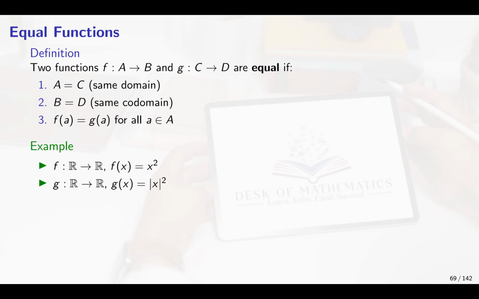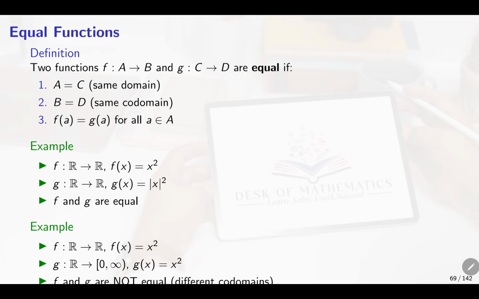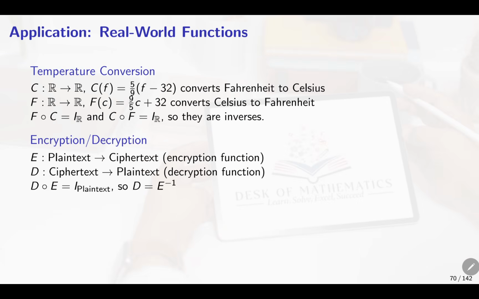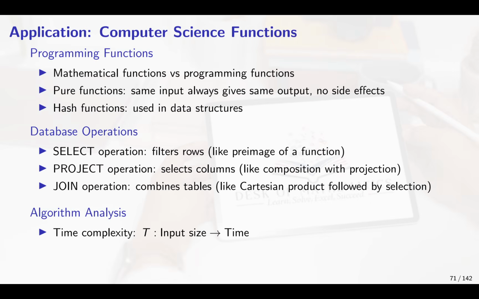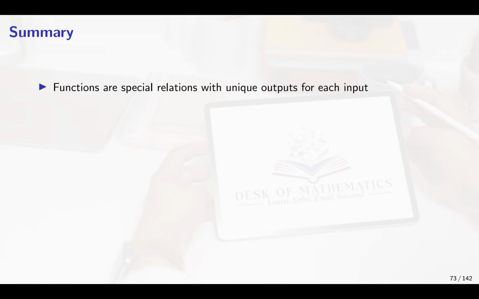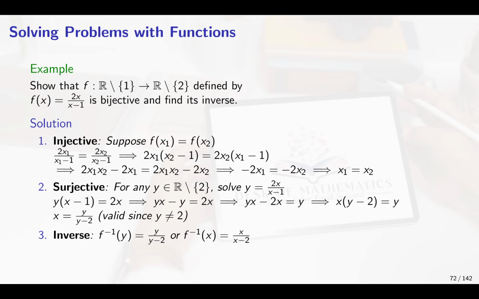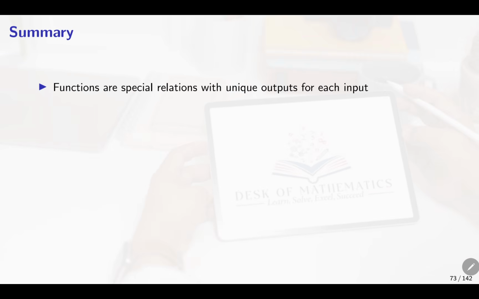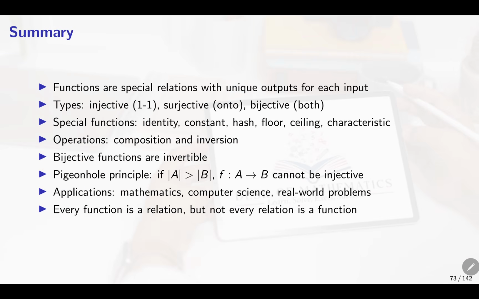Equal functions: we say that two functions are equal if they have the same domain, the same codomain, and the same image at every particular element. Okay, so solving the problems. For example, in this one, show first that it is injective, then show that it is surjective, then find the inverse. Simply, here for x you will write f inverse of x, and here you will get x divided by x plus x minus 2. So this we have done about the functions.